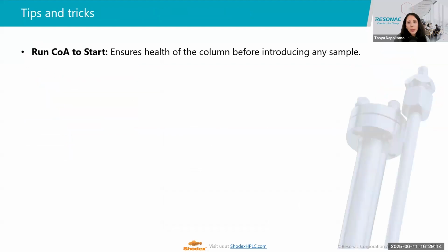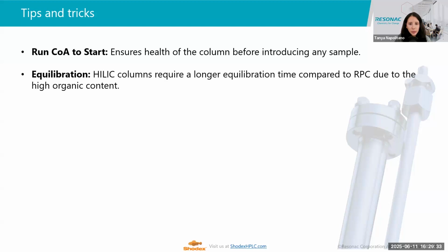So before we wrap up, I want to leave you with a few practical tips to help you get the most out of your HILIC separations, especially when using polymer-based Shodex columns. So first, you always want to run the C of A method that comes with your column. It confirms performance and gives you a solid benchmark before running any of your own samples.